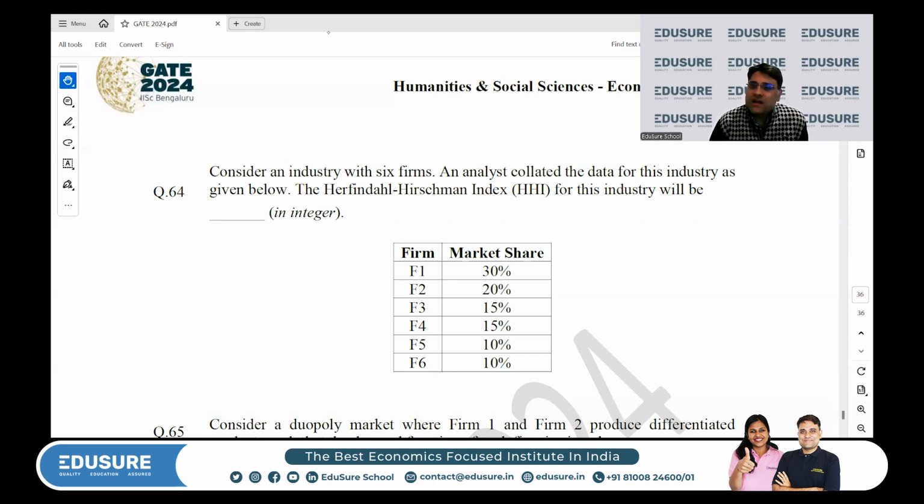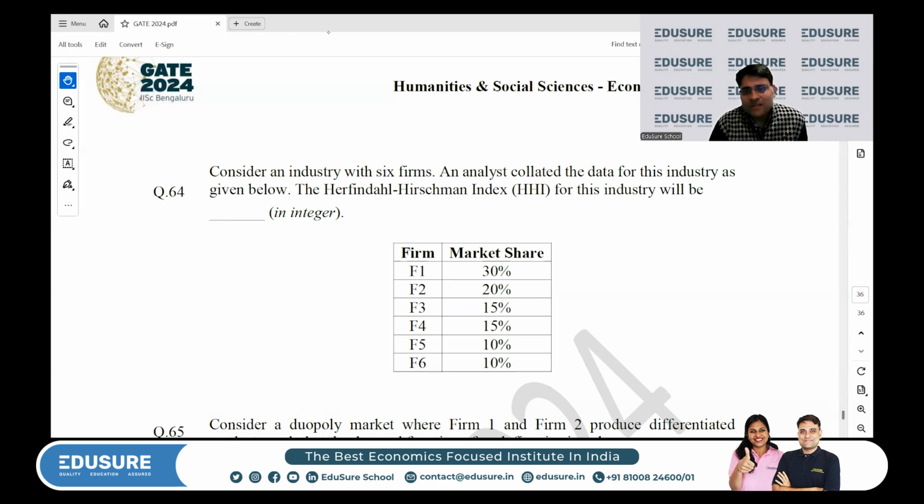It is used by competition authorities like the CCI, the Competition Commission of India, to assess mergers and acquisitions and to determine their potential impact on market competition. It's also used for market power analysis.